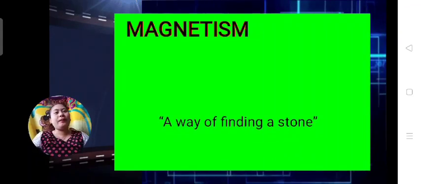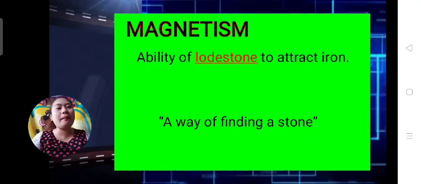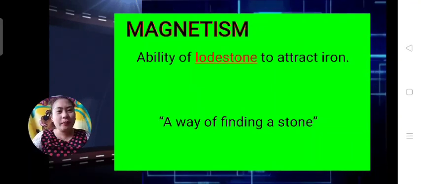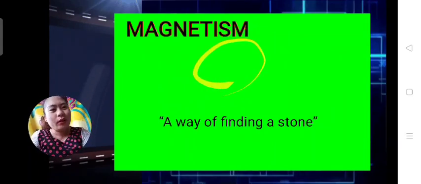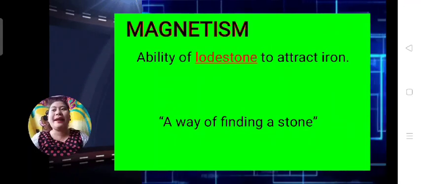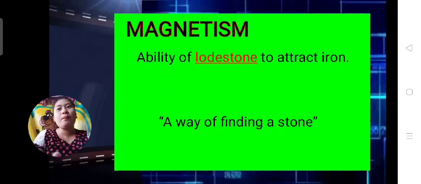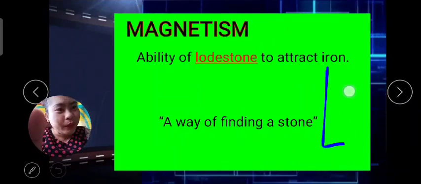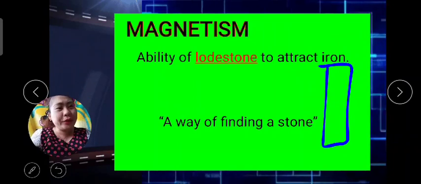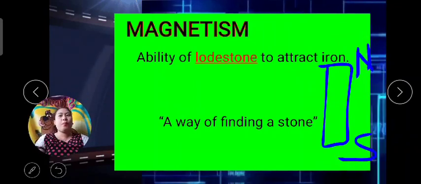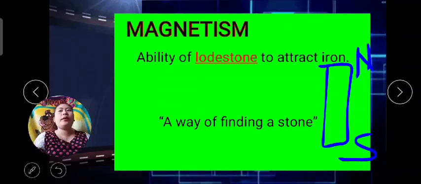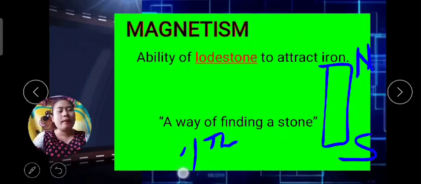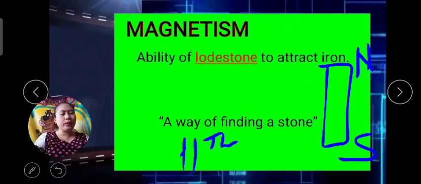When you say magnetism, it is a way of finding stone, or it has the ability of lodestone to attract iron. So, attraction. When we talk about lodestone, one side of a lodestone always points south and north. Simply, when we say lodestone, it's simply like your magnets. The lodestone has north and south poles. That's why the lodestone was also made as the first compass used by the Chinese in the 11th century. So, that is the use of lodestone or magnet.